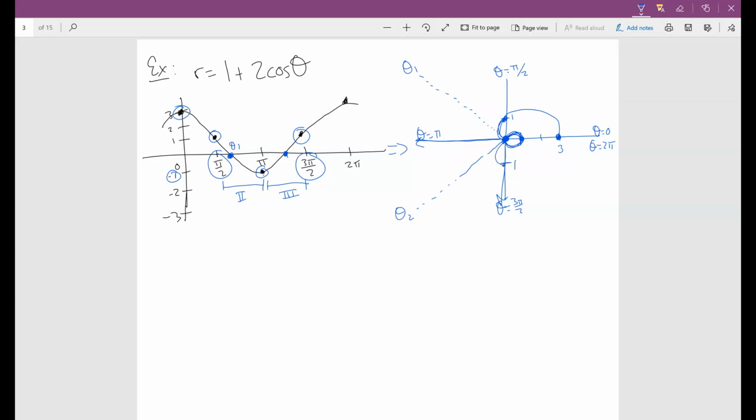Okay, so I'm going to go to 1. And then finally at 2 pi, I'm going to go back to 3. So to finish the entire loop. So you can see that if I didn't do that, I wouldn't have gotten this loop. I would have gotten something completely different.